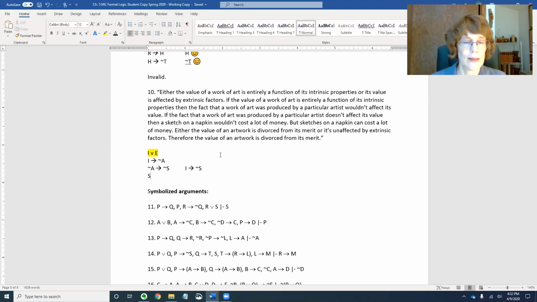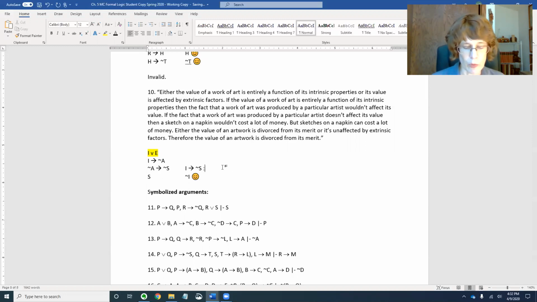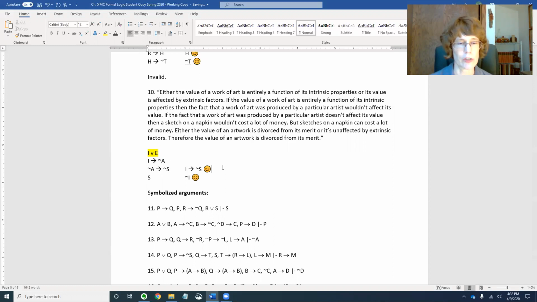Okay, what do you think? I think we can conclude something. This says, if I, then not S. If front, then back. And we have S as another premise, which is the opposite of the back here, which means we can conclude the opposite of the front, not I. That would be valid: modus tollens, and the previous one was valid with hypothetical syllogism. So we're fine so far.